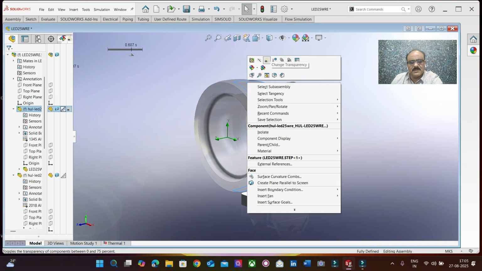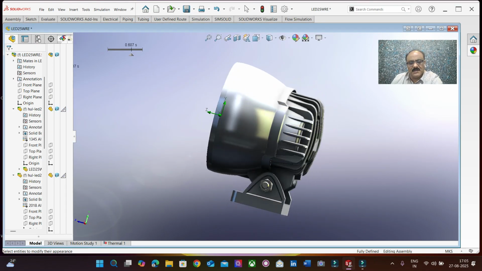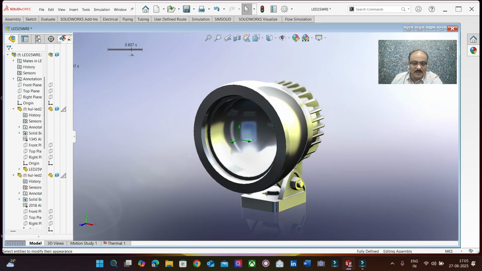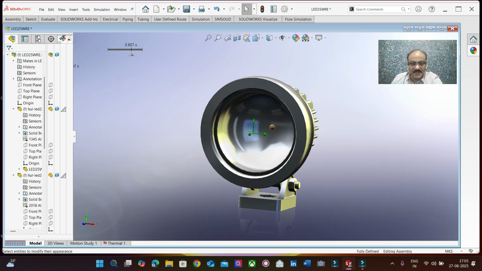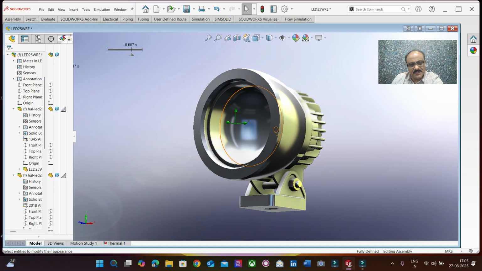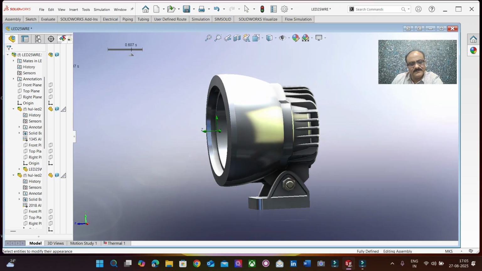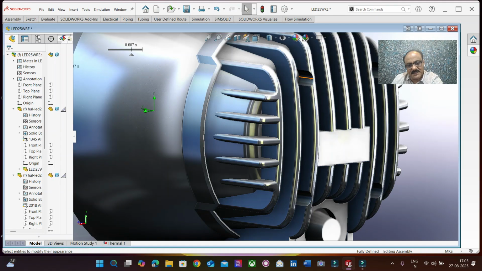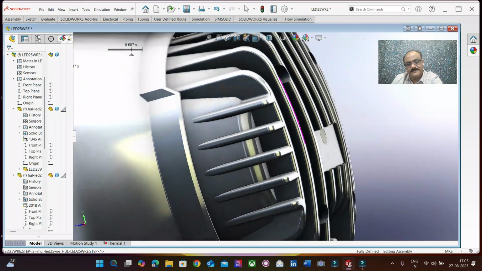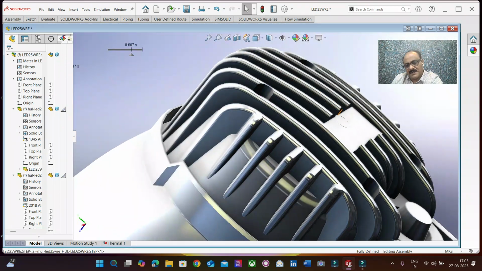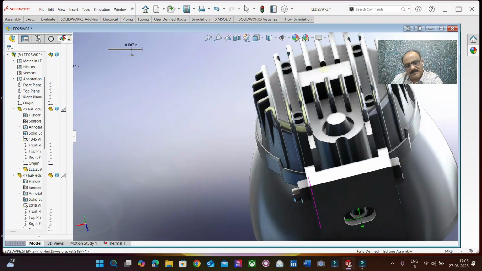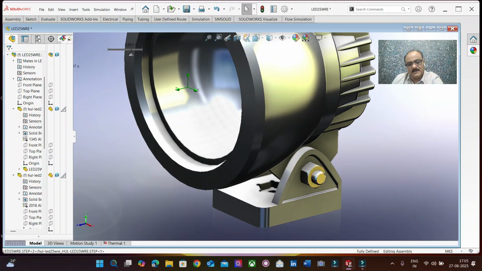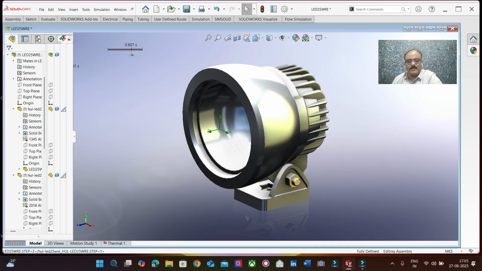So let me remove the transparency, so this is how it's going to look. We'll be able to see the LED inside, and the reflecting surface inside. We are also able to see the heatsink, that is the integrated heatsink, the fins. Rendering is very important, because visualization can be really good if we have the proper rendering.